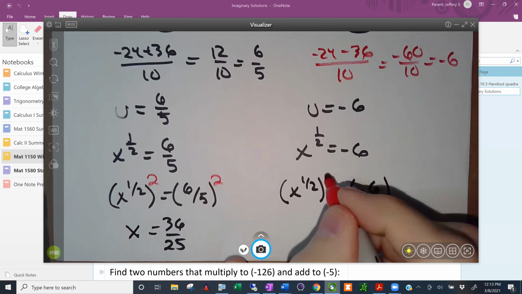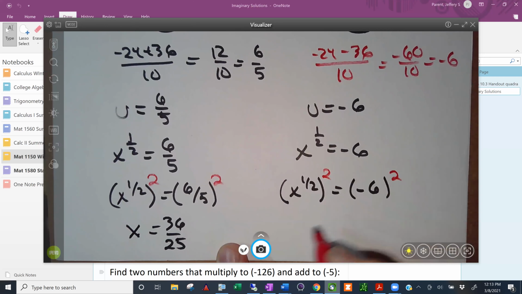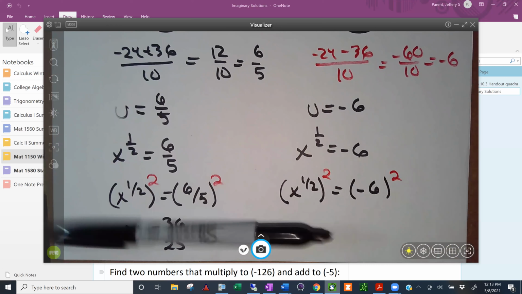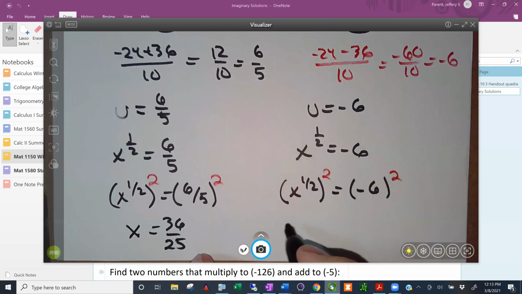Over here, when I square both things, again, 2 times 1/2, you're multiplying a number by its reciprocal, so you get just a 1, x to the first power. And -6 squared is 36. And boy, I know this problem feels like it's gone on for a long time, and it has, but you're not quite done.